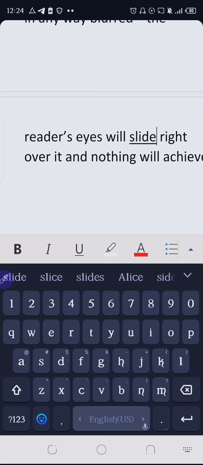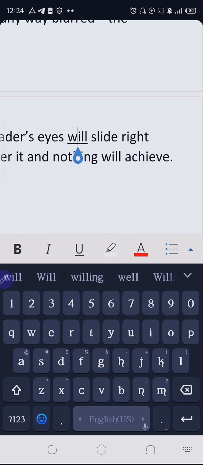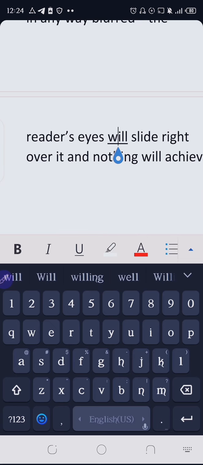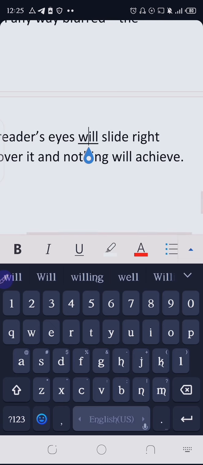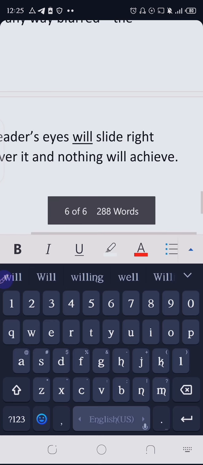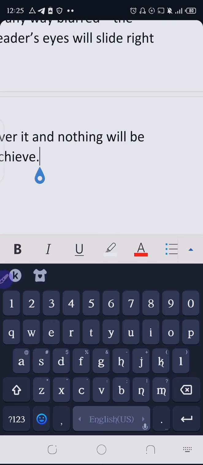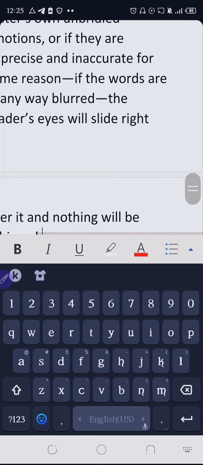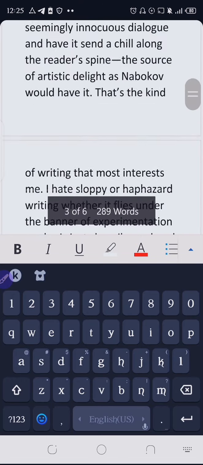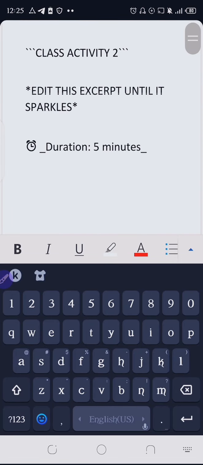Will slide right over it, and nothing will be achieved. Definitely, it should be will slide right over it, and nothing will be achieved. So there we are. We finally worked on this whole piece, the first edit.